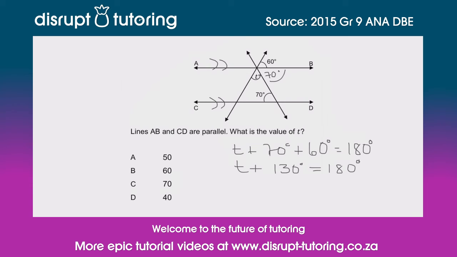Now we need to try and get this t by itself. So to do that, we're going to subtract 130 from the left-hand side. And because we're using an equation, we need to do the same thing on the other side. So it's going to be t is equal to 180 degrees minus 130 degrees, which gives us t being equal to 50 degrees. And that's going to be our final answer, which means A is the correct solution to this particular problem.